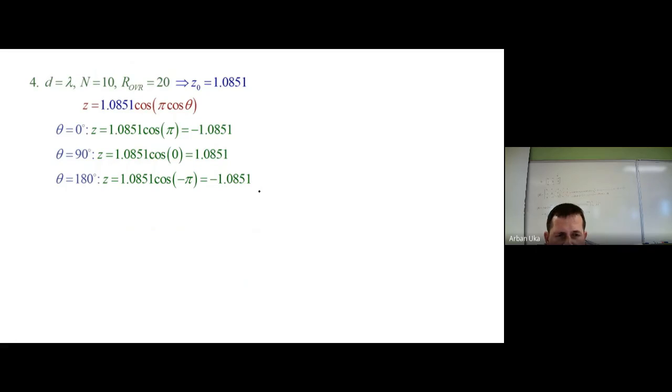And now here we have another antenna where d is equal to lambda, and in this case, the values of z will be selected from -1.085 to +1.085. Okay.